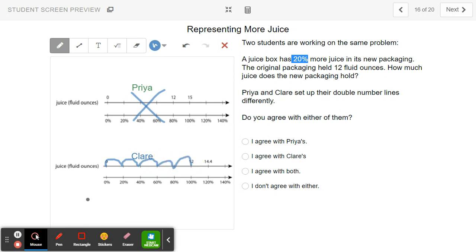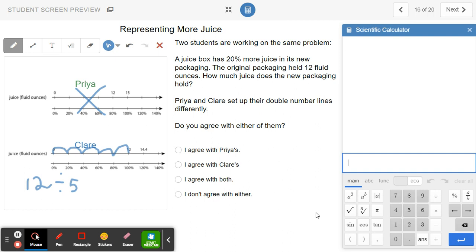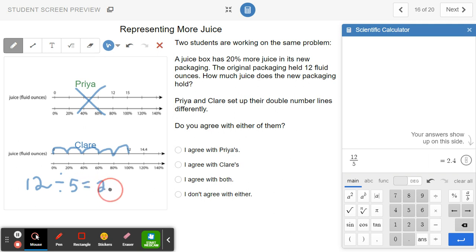Okay, so I know that the 12 ounces is being divided into 5 equal pieces, right? So each time, this is going to tell us how much it's going up by. Now I know that this is not a whole number, so I'm going to use my calculator. 12 divided by 5, and I get 2.4. So what that's telling me is that my juice ounces are going up by 2.4 ounces each time, right? So it's 2.4, then it goes to 4.8, and so on.